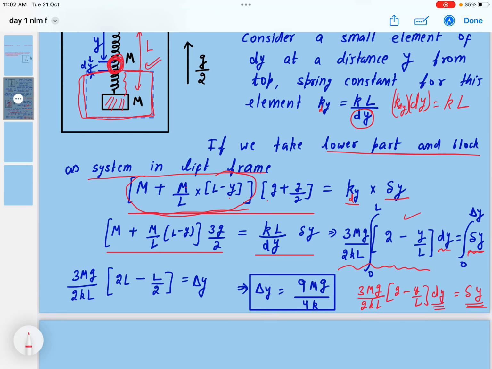So I have integrated this term, right? On integration, I am getting this answer. Delta y is equal to 9mg by 4k. So that is my answer. Okay. So that is the procedure that I have followed to solve this question.